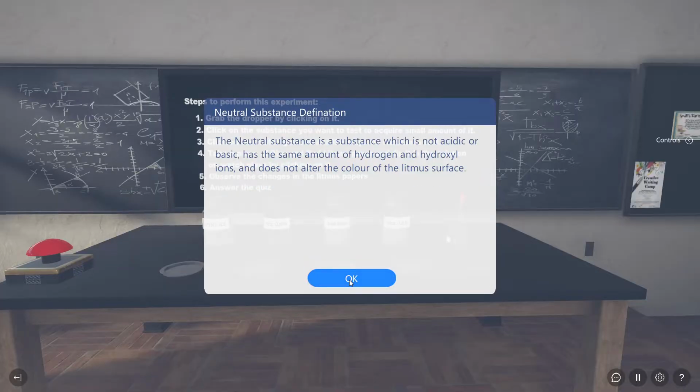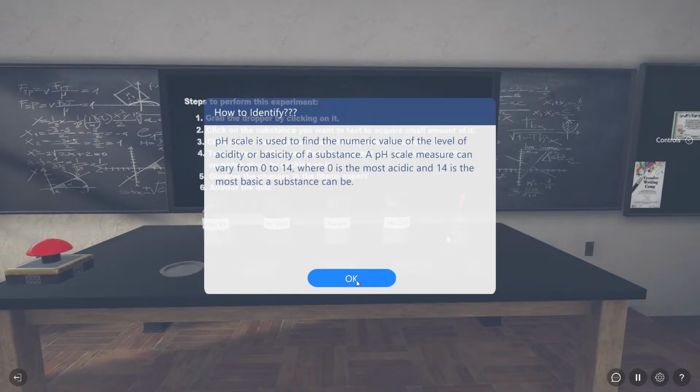A neutral substance is a substance which is not acidic or basic, has the same amount of hydrogen and hydroxyl ions, and does not alter the color of the litmus paper. The pH scale is used to find the numeric value of the level of acidity or basicity of a substance. A pH measure can vary from 0 to 14, where 0 is the most acidic and 14 is the most basic a substance can be.